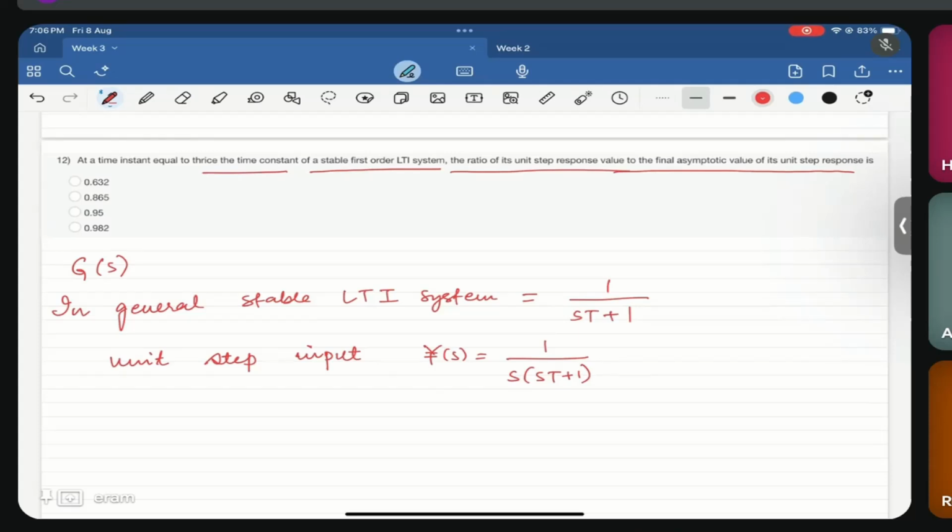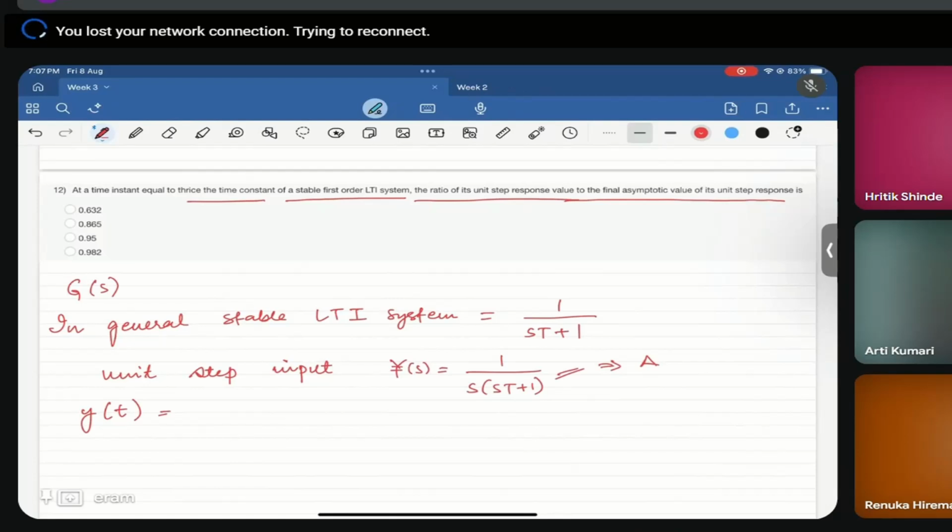So what will be the response in the time domain? What will be y(t) for this one? It is A by s plus B by (sT plus 1). What will be A?